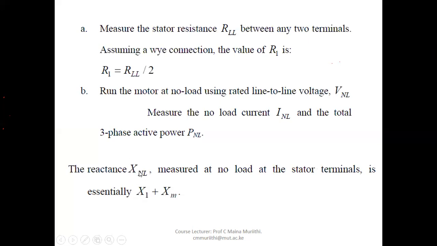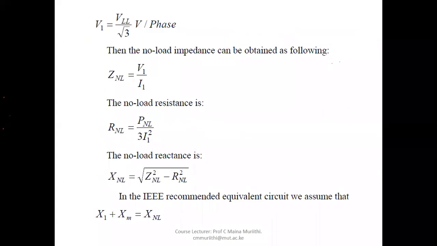We are not measuring X1, but we can determine the no-load reactance, which is X1 plus XM, from the following equations. First of all, we can get the phase voltage from the measurement divided by √3. We can get the no-load impedance from the two measurements, voltage and current. Then we can get the no-load resistance from the power divided by 3I squared. And from there, we can get the no-load reactance. And from the recommended IEEE circuit, we assume that X1 plus XM is equal to the no-load reactance, X no-load.